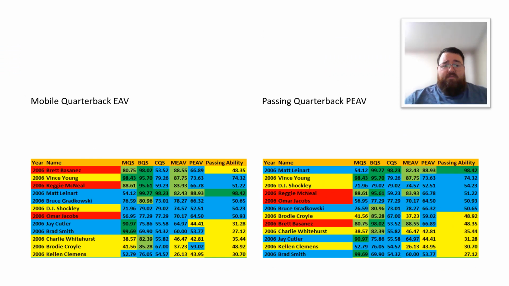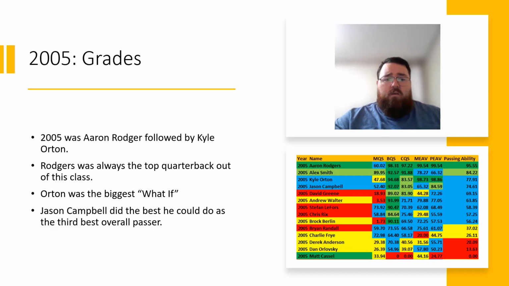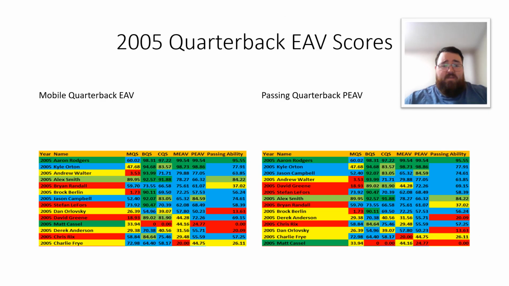Moving on to 2005. Of course, here we go again, Vince Young, Matt Leinart. On to 2005, which was Aaron Rodgers followed by Kyle Orton. Rodgers was always the top quarterback out of this class. Orton was the biggest what-if because he never quite had a consistent career as a starter or went to the right place. It's a lot of imagining what if he went here with Kyle Orton, because he definitely had great overall data. And then Jason Campbell did the best he could as the third best overall passer from this class.